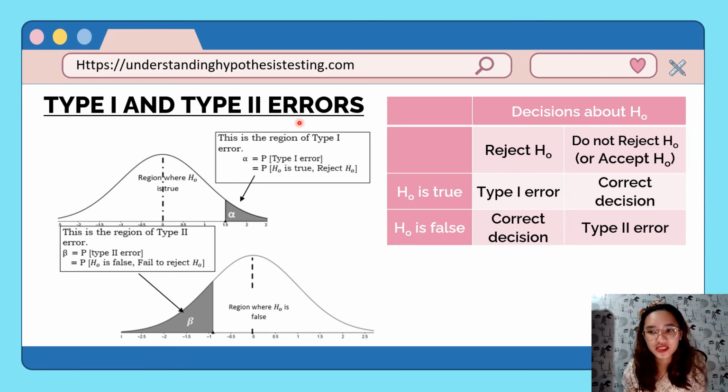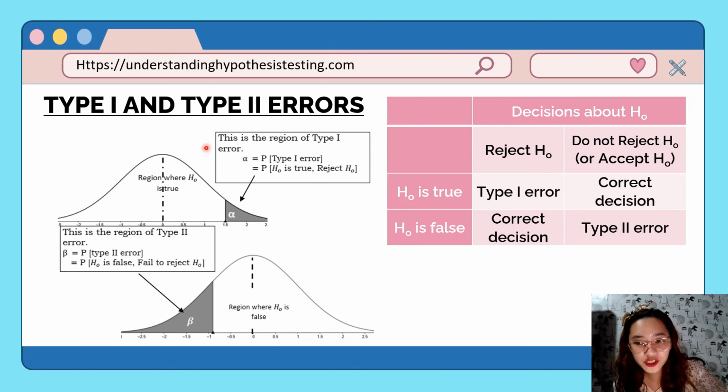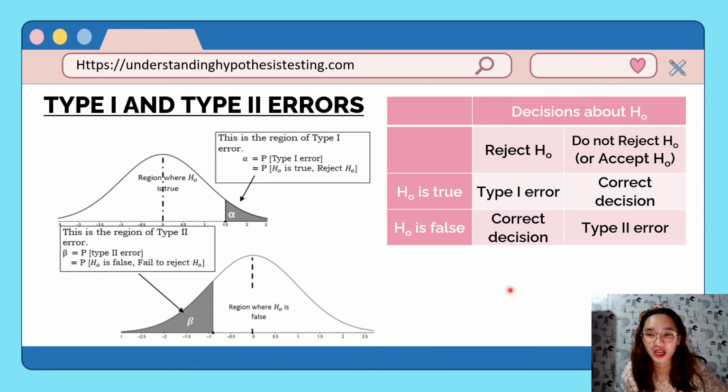I told you, in hypothesis testing, we make decisions about the null hypothesis. So, either we reject it or we accept it. And, of course, there are risks when we make decisions. So, there is still a probability that we will commit a wrong decision. So, we have 4 possible outcomes. We have 2 correct decisions, and of course, we also have 2 errors.